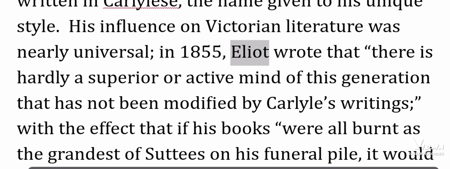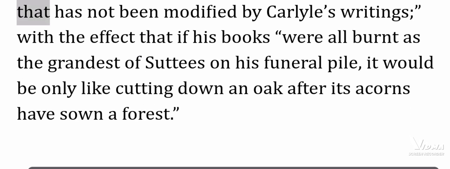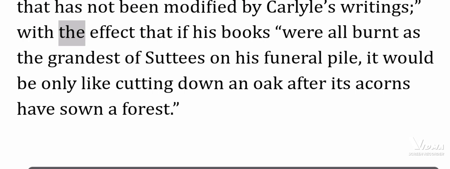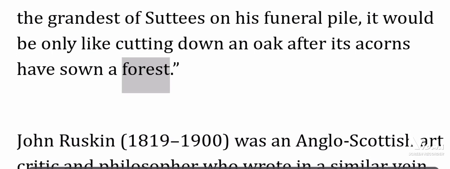In 1855, Eliot wrote that there is hardly a superior or active mind of this generation that has not been modified by Carlyle's writings, with the effect that if his books were all burnt as the grandest of sooties on his funeral pile, it would be only like cutting down an oak after its acorns have sown a forest.